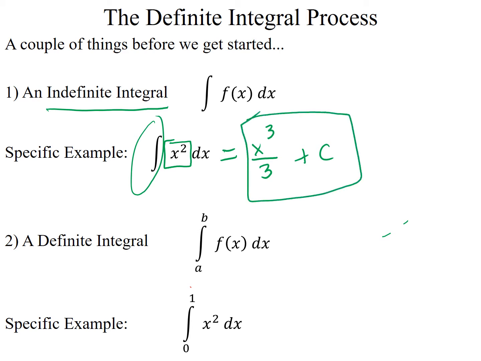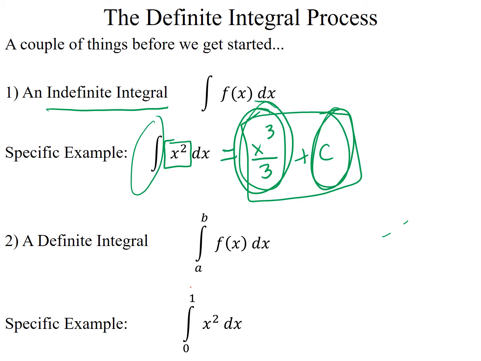But we don't know what c is. In other words, you could plug in any number you want for c, and that'll give you another antiderivative. So for example, x cubed over 3 plus 0. If you change the c to 0, that gives you an antiderivative. If you change it to x cubed over 3 plus 1, so you change the c to 1, that gives you another antiderivative.